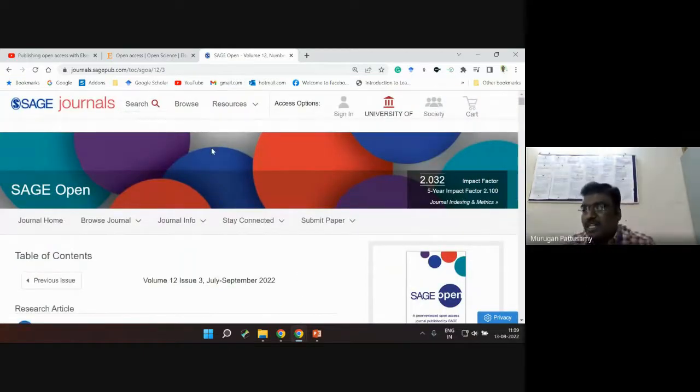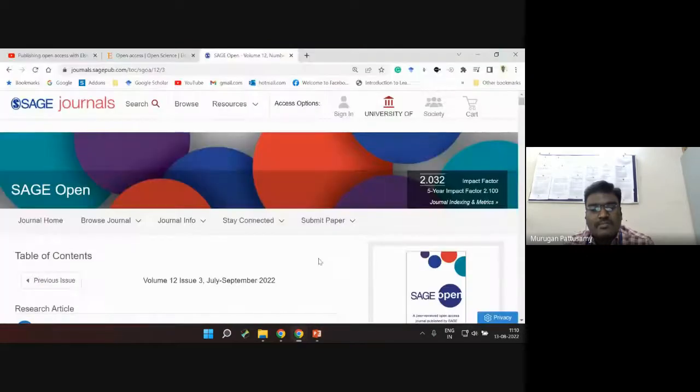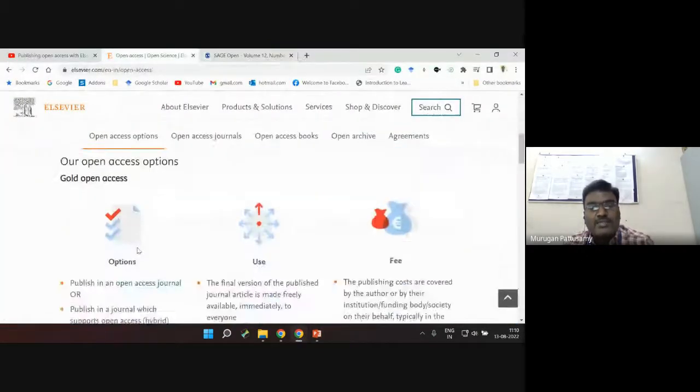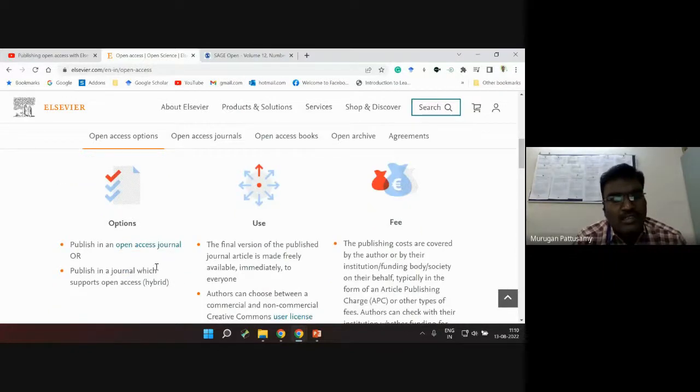Now, Journal of Management, we have seen, right? That is not a complete open access journal. There they do publish some of the papers under the open access category. So there, this logic is applicable. The logic is nothing but green open access option, gold open access option, and so on. So what is gold open access? Just look at this. Publish in an open access journal or publish in a journal which supports open access, that is hybrid.